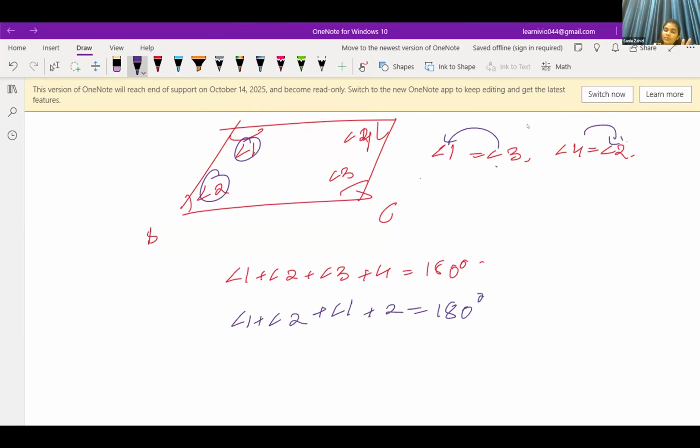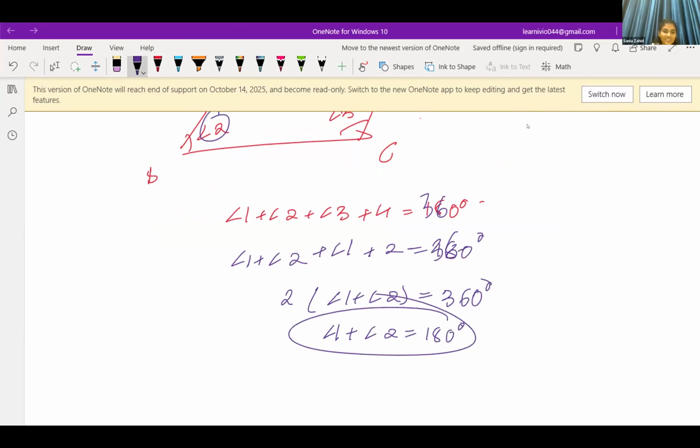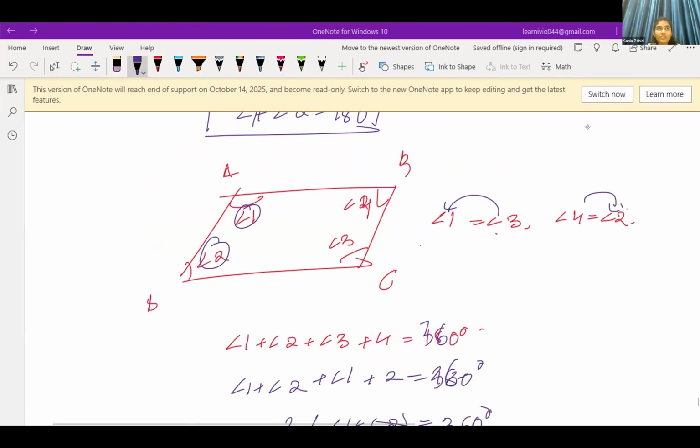And then you took twice of angle 1 plus angle 2 is equal to 360 degrees, and so you got angle 1 plus angle 2 is 180 degrees. Yes children, done? Understood? Okay. So children, now for this class, you will just keep it up.